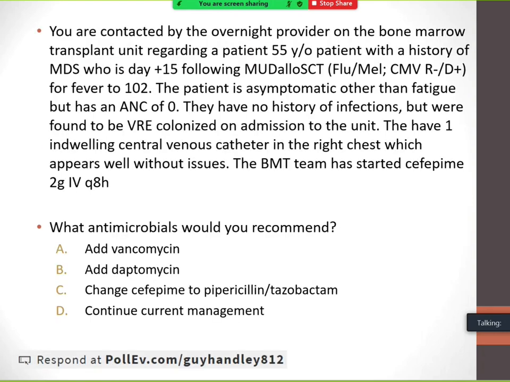All right, so that's bacterial meningitis. The next one is going to be moving into neutropenic fever with some other things. Activate it real quick. Okay.